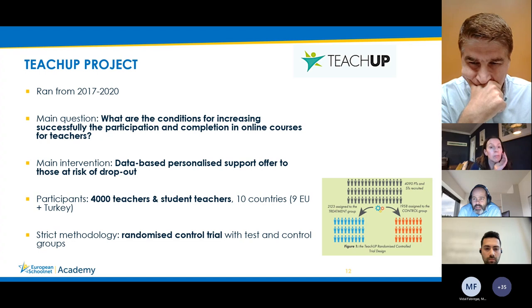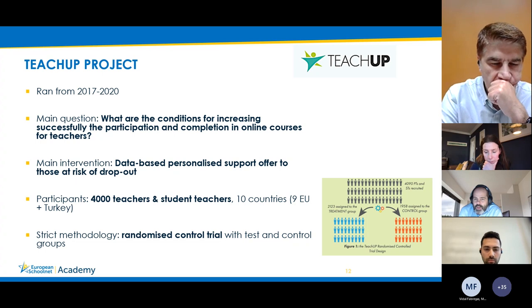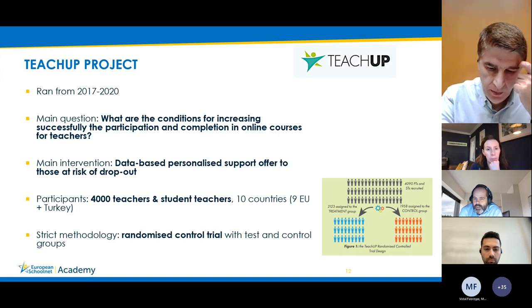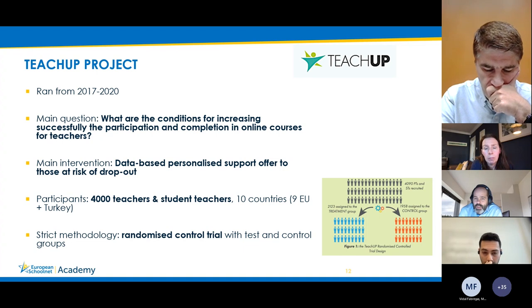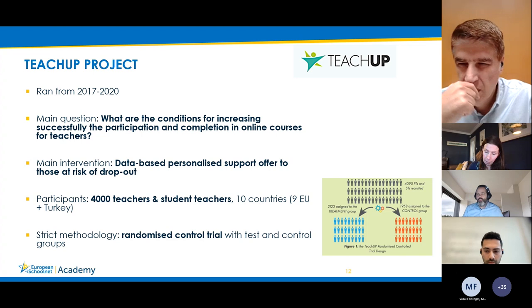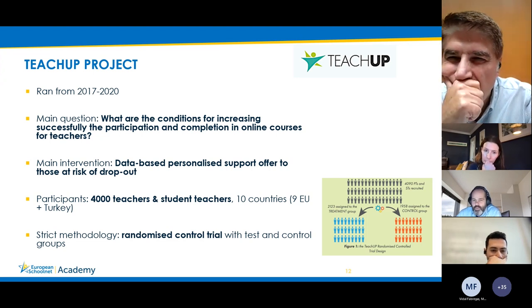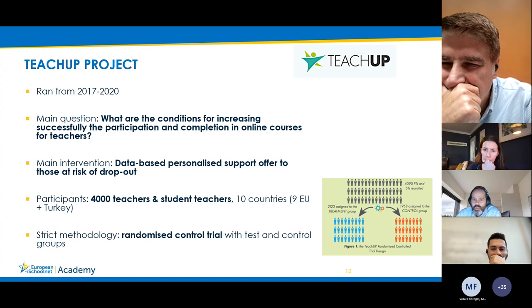And what we tested in this project was a data-based personalized support offer to those at risk of dropout. We did this with around 4,000 teachers and student teachers across 4 courses in the given period of the project, covering 10 countries in total, 9 in the EU and Turkey. And this project, and I think that's important to take into account, had a really strict methodology. It was a randomized controlled trial with a test and a control group, and only the test group received the intervention. And apart from that, real substantial efforts were made to keep all other factors equal across those two groups, which allows us to draw conclusions about whether this intervention actually works or not.